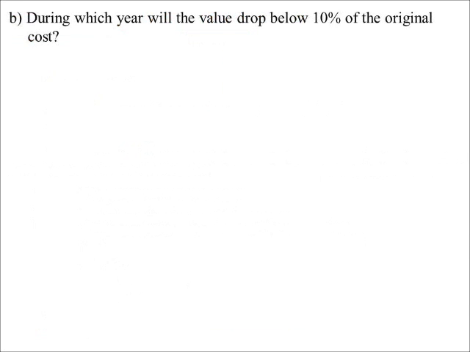$4,500. So during which particular year will it fall below 10% of its original cost? So I want to know, when is that general term going to be less than 10%, so less than 1,500? Let's solve our inequality.